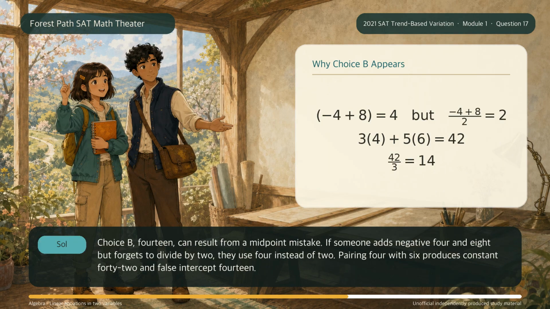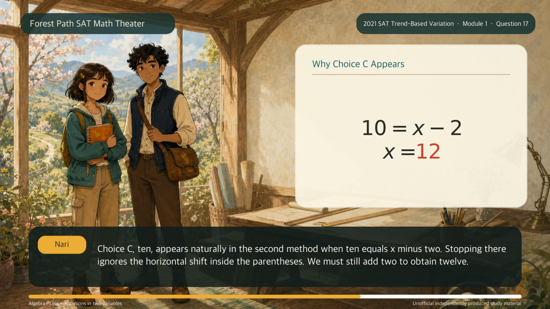Choice B, 14, can result from a midpoint mistake. If someone adds negative 4 and 8 but forgets to divide by 2, they use 4 instead of 2. Pairing 4 with 6 produces constant 42 and false intercept 14. Choice C, 10, appears naturally in the second method when 10 equals x minus 2. Stopping there ignores the horizontal shift inside the parentheses. We must still add 2 to obtain 12.